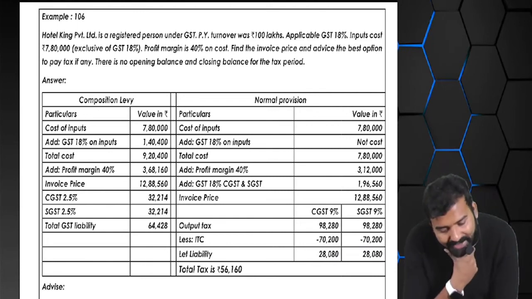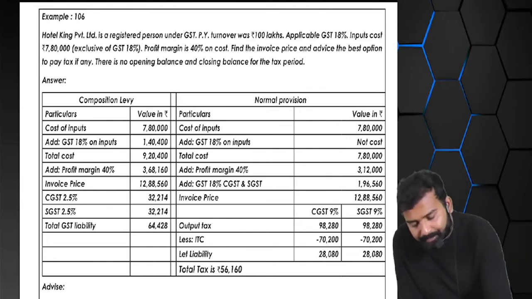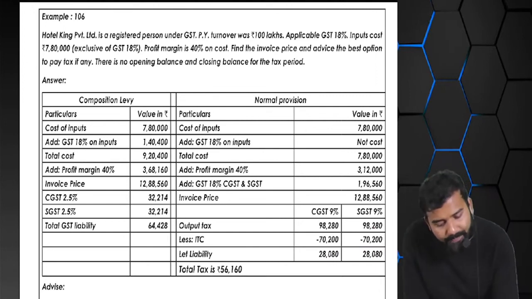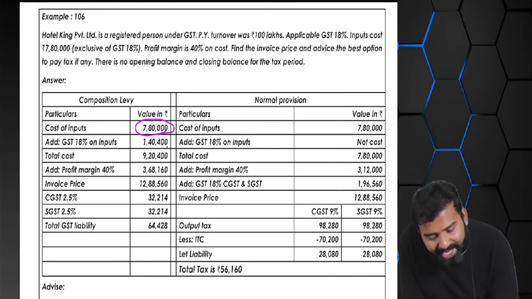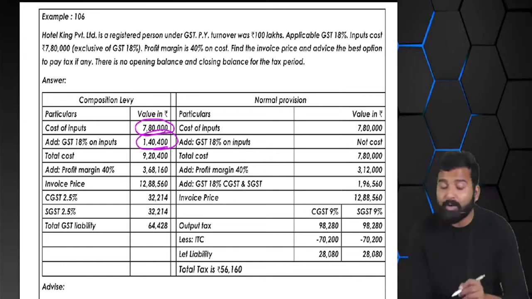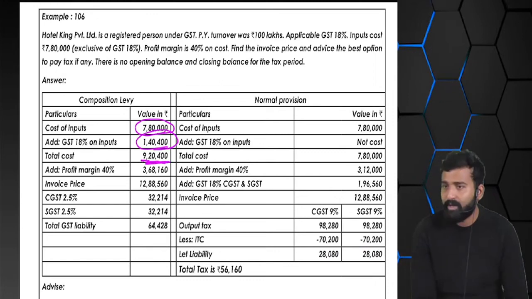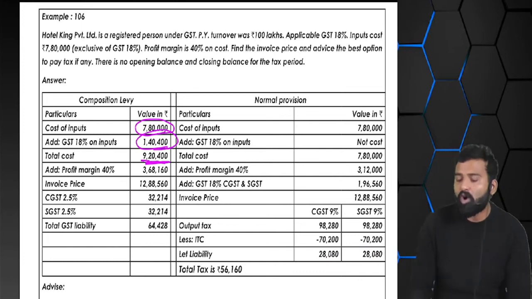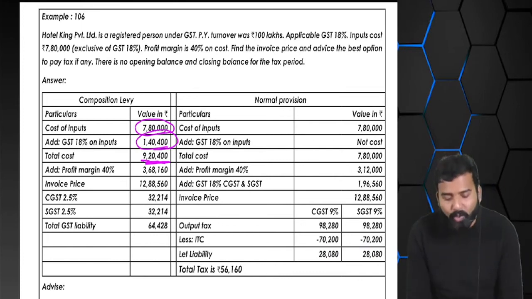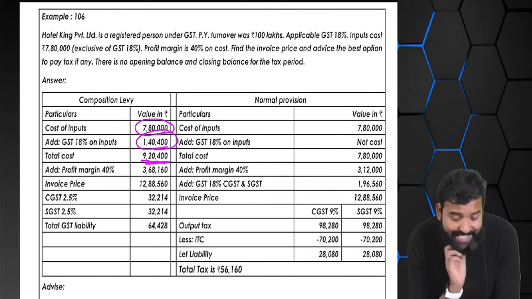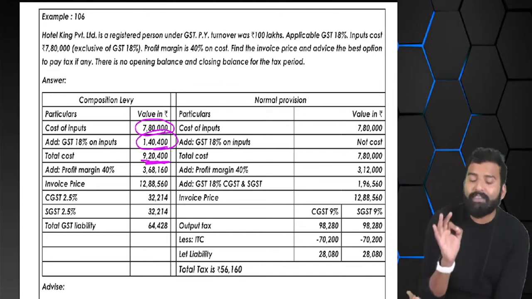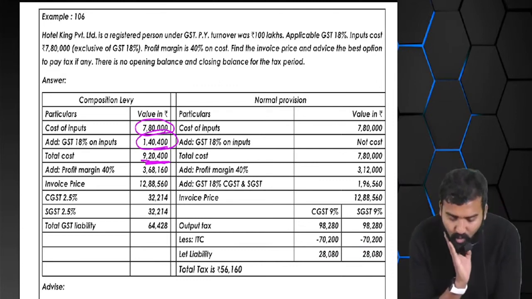The cost of input is 780. So first we will discuss the composition levy. In the composition part, 780 is the input cost. He is paying 18% GST on his purchase and a composition dealer cannot avail ITC. So his cost will be 9,20,400. You are all very good students of cost accounting, like experts, so I don't have to explain what the total cost is. His cost of input is 780 and he is paying GST of 18%. He cannot avail ITC, so his total cost is 920,400.